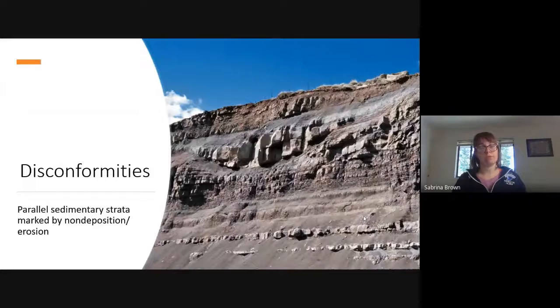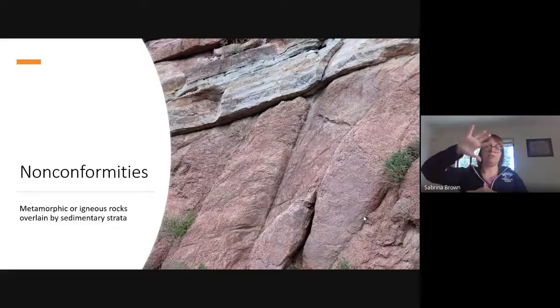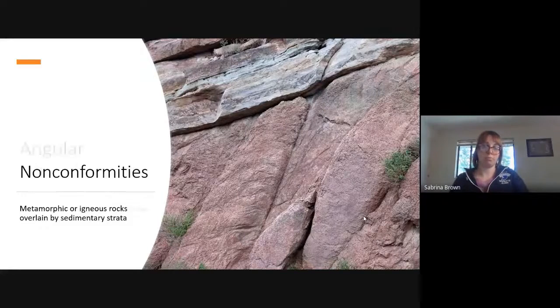So disconformities are the type of unconformity where we have sedimentary rocks, we have some non-depositional layer, right? Some period where we weren't depositing rocks, and then we have sedimentary rocks on top. So these are the hardest to tell in the field because you have sedimentary rocks, some missing layer, and then sedimentary rocks again. Nonconformities are when you have metamorphic or igneous rocks, some period of missing time, and then sedimentary rocks on top.